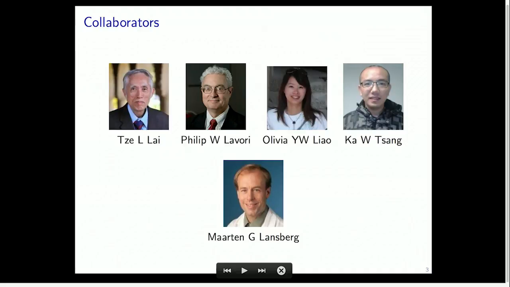So I want to just quickly mention my collaborators here. Lai is my colleague in the Department of Statistics. Phil Lavori is a colleague in the Department of Biomedical Data Sciences. Olivia Liao was a graduate student of C, but now she's at Uber. And Kai Wai Sang is now a professor at Hong Kong. And Martin is the only doctor in the group.